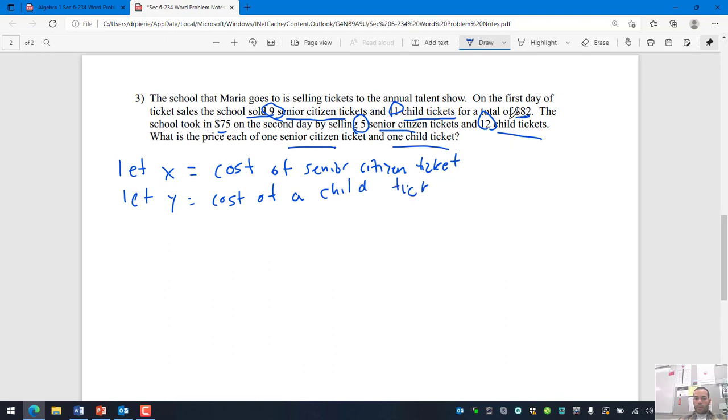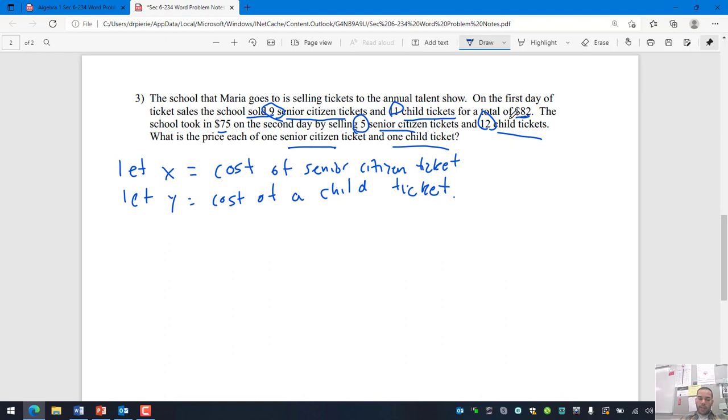And what we're going to do is write equations based on what they're telling us. They're giving us 2 different pieces of information: how much money we made on the first night and the number of tickets we sold, and then how much money we made on the second night and the number of tickets we sold. So let's try to set this up. Let's write an equation for our ticket sales on the first night. On the first night we sold 9 senior citizen tickets and 11 child tickets and made $82 total.